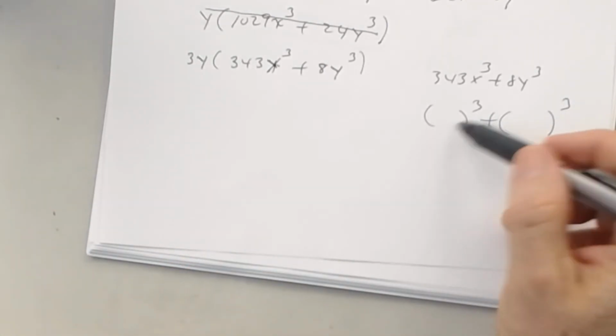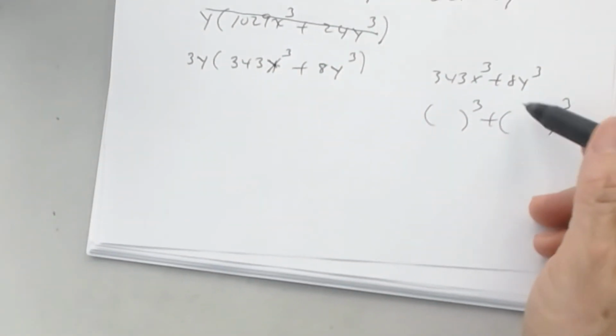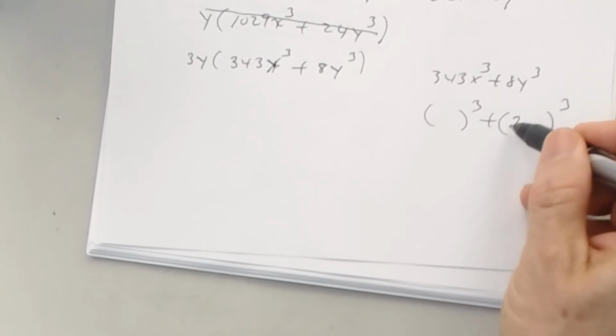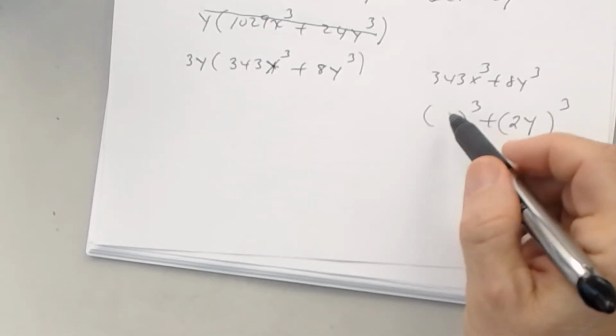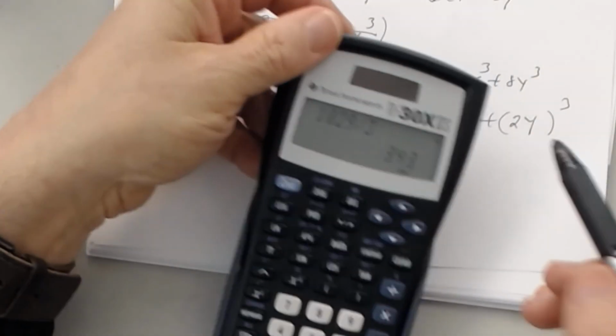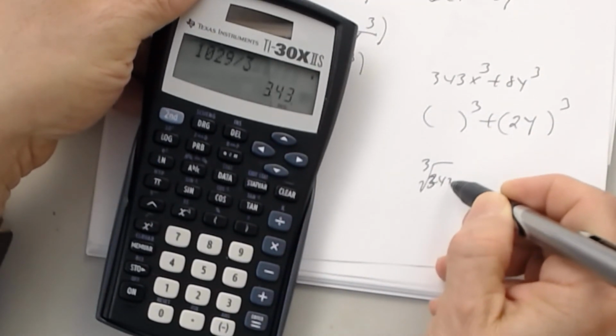So it is, if I can fill in these parentheses. Now the second parenthesis is easy. Let's talk about the second parentheses. What times itself three times is 8y cubed? 2y. All right. Now let's talk about 343. Take the cube root of that if you need to, just like we did the cube root of 216. So is the cube root of 343 a whole number?